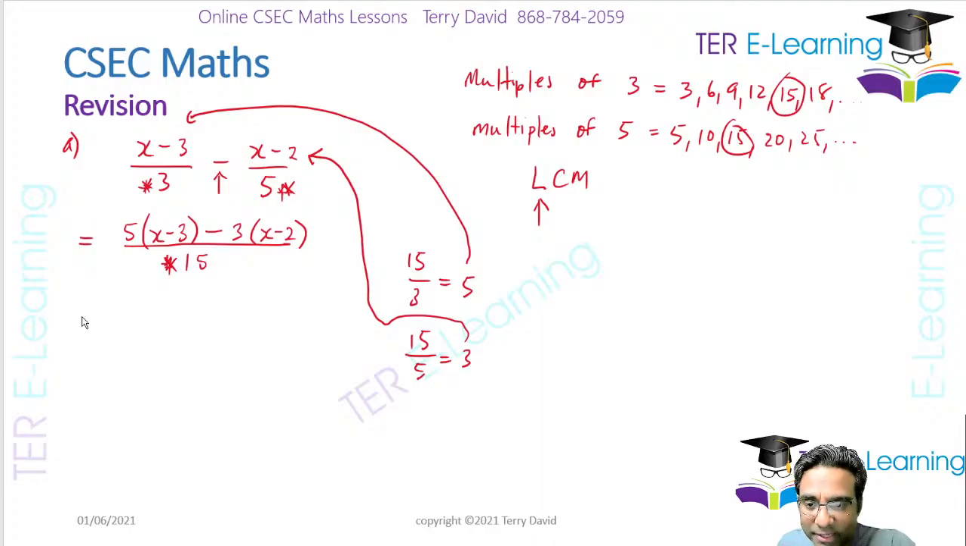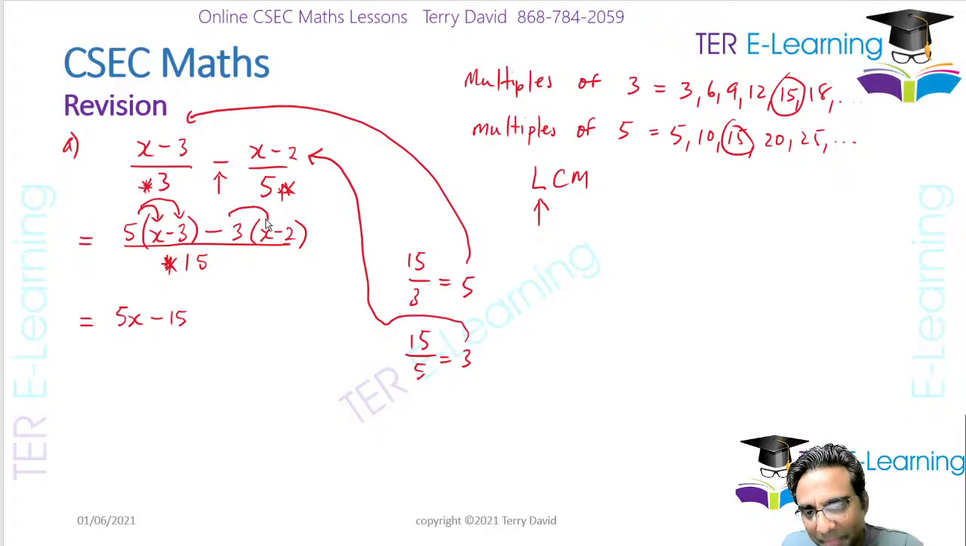Now, this is where students are going to get a little trouble. You want to simplify the top part of this here. So 5 multiplied by x is going to give me 5x. 5 multiplied by minus 3, that's going to give me minus 15. So up to this part, students are fine, they're getting things correct. But here's where the problems start.